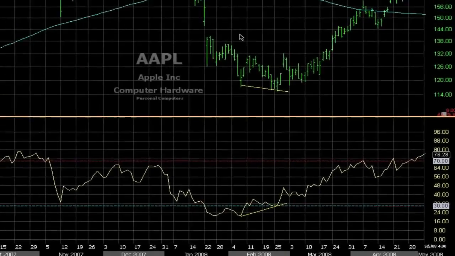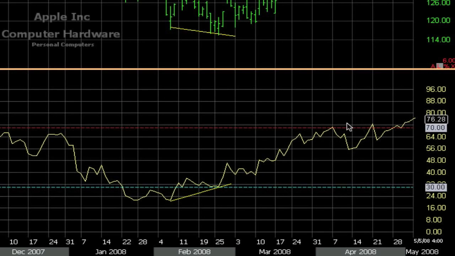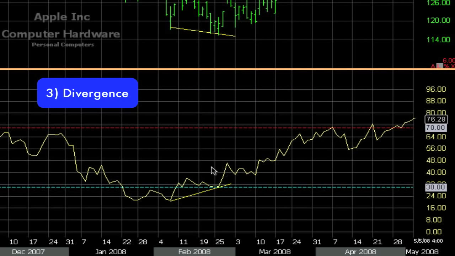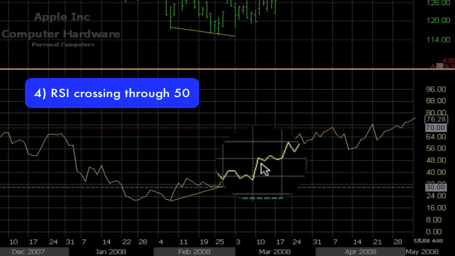So second, I then look for my oversold or overbought levels. And third, because I've added divergence to this trade, I only have one signal here, and that's this signal. There's no divergence over here. And fourth, the cross of 50 happening here is my entry signal.